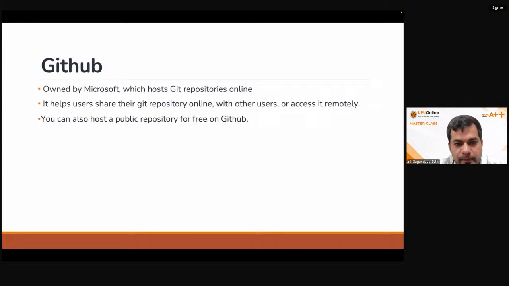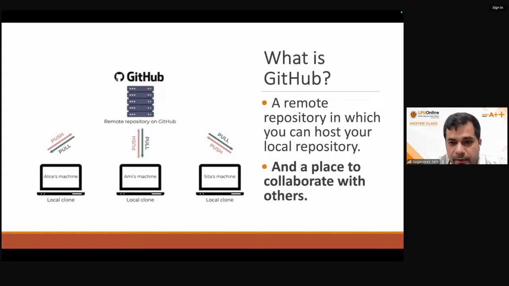It helps users share their Git repository online with other users or access it remotely. You can also host a public repository for free on GitHub. So GitHub is a remote repository in which you can host your local repository. The local one is the one we are working on, and the remote one is on GitHub, a place to collaborate with others. You can push and pull. These commands work remotely. Push and pull will not work locally, but when it is hosted on GitHub, push and pull will start working.